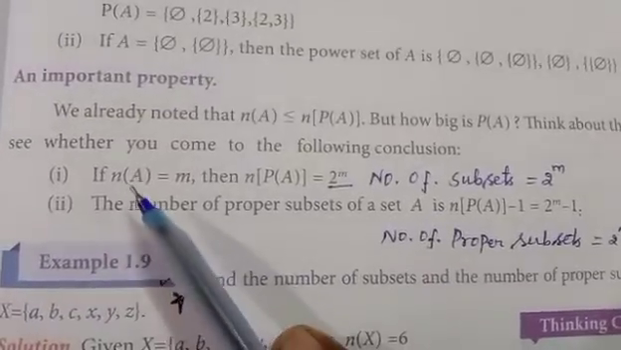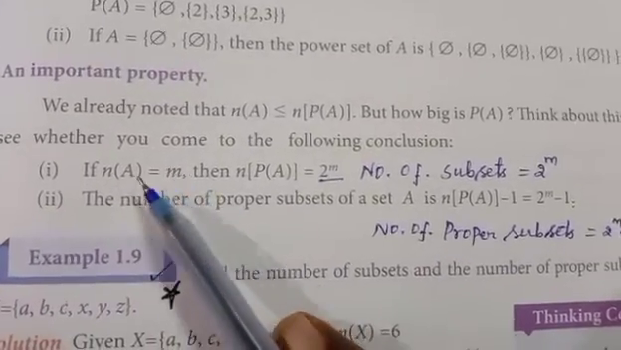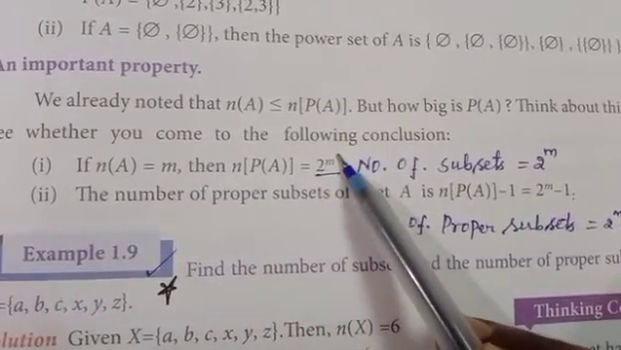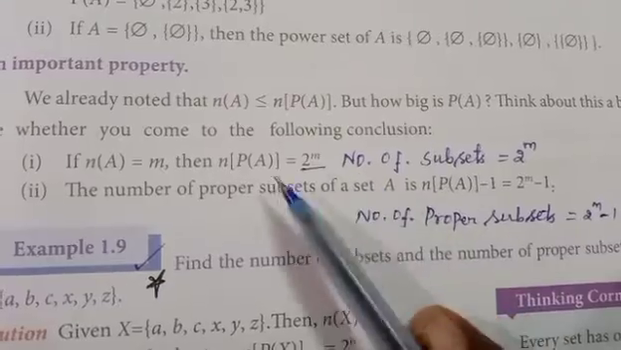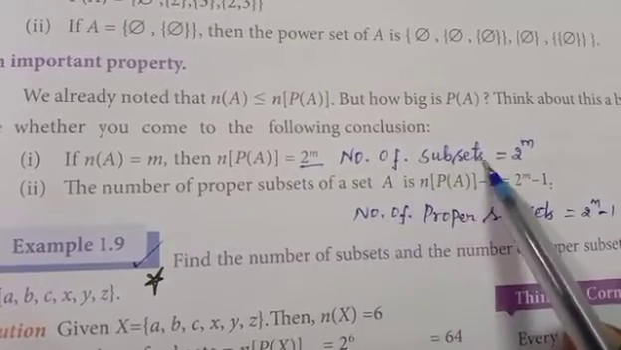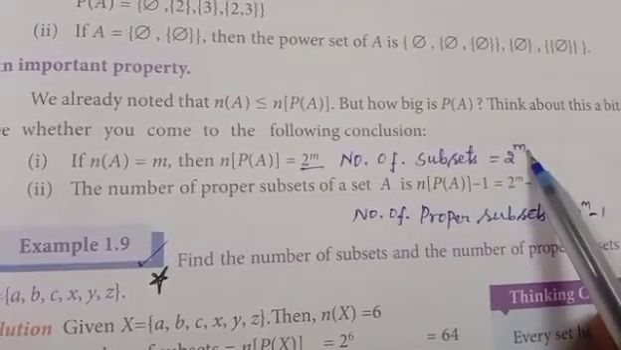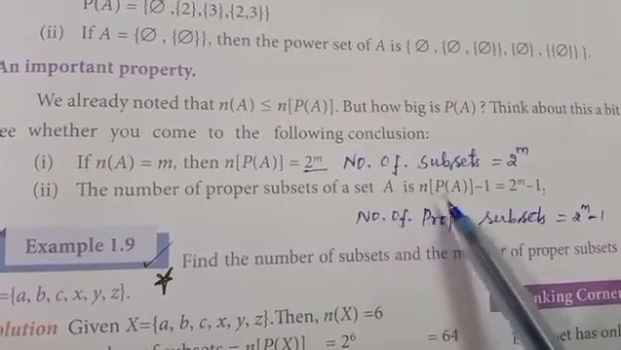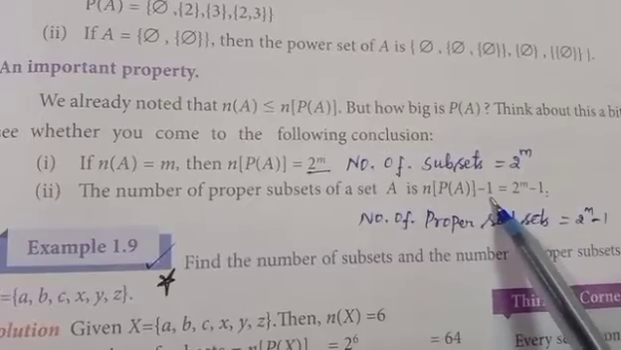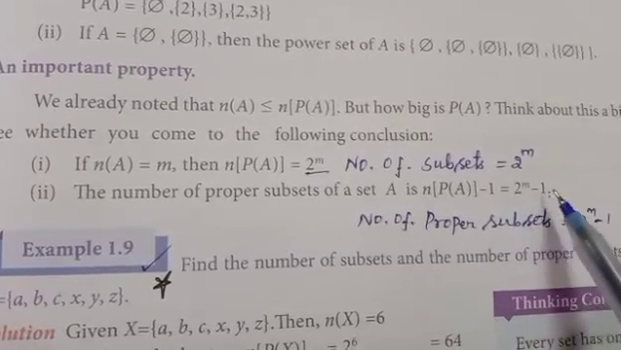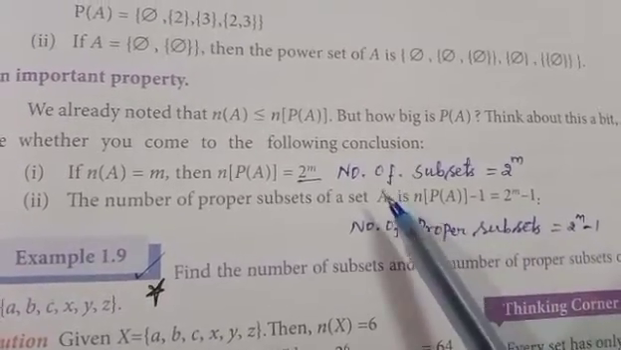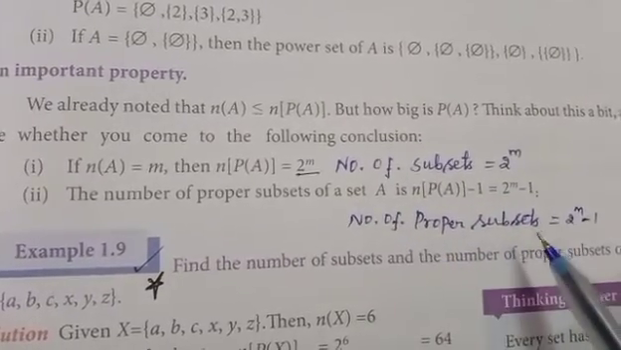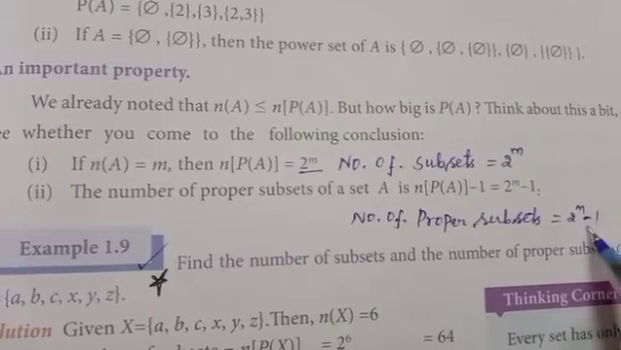Next one is an important formula. If n of A is equal to m, then n of P of A is equal to 2 power m. That is, the number of subsets is equal to 2 power m. The number of proper subsets of a set A is n of P of A minus 1, so that is 2 power m minus 1. So the number of subsets is 2 power m, and the number of proper subsets is 2 power m minus 1.